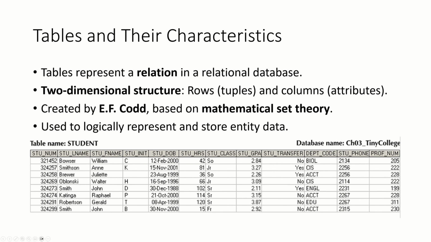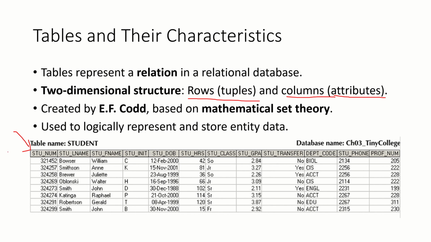They have rows and columns. In the database, we call the rows tuples and the columns attributes. This is created by EF code. Using this idea, we can logically represent and store the data. So this is one example of a relation, which is a table.